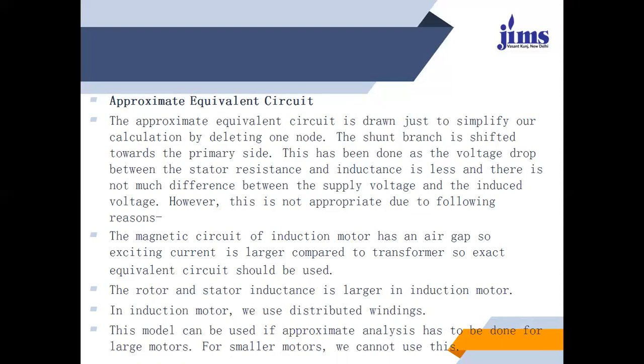First, the magnetic circuit of an induction motor has an air gap, so the exciting current is larger compared to a transformer, so the exact equivalent circuit should be used. Second, the rotor and stator inductance is larger in the case of the motor. Third, in an induction motor we use distributed winding. Fourth, this model can be used for approximate analysis, which is done for larger motors. For small motors, we cannot use this type of arrangement.